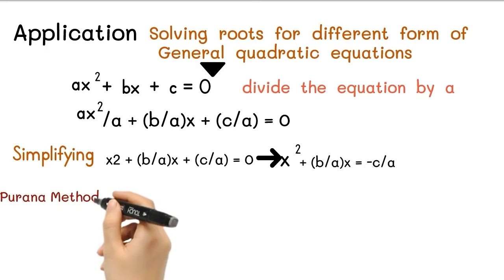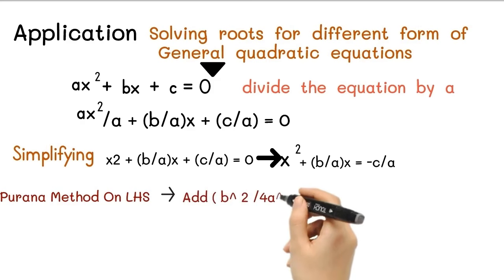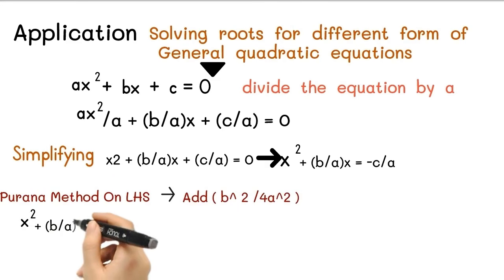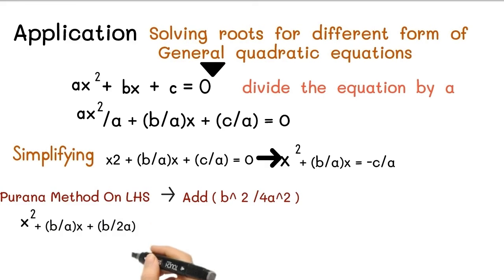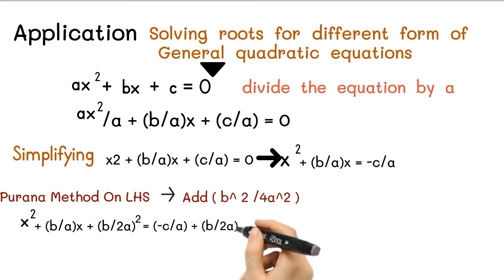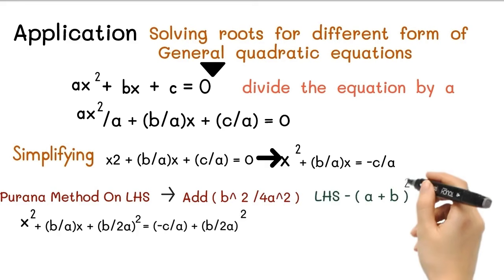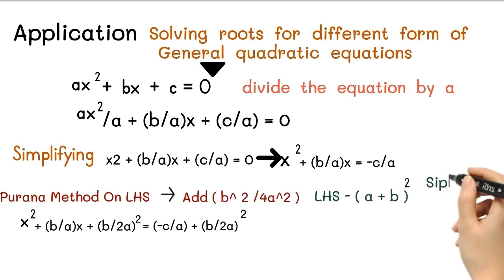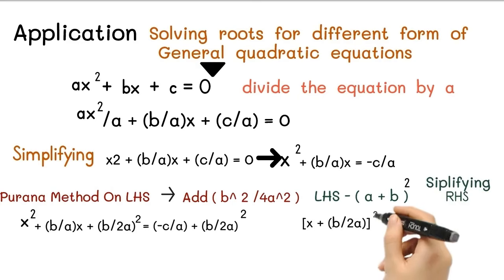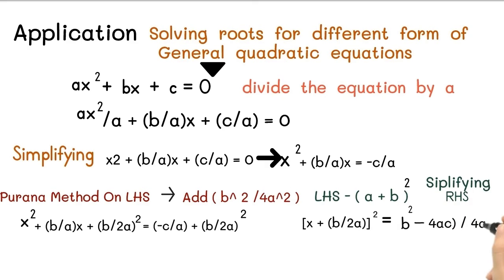Now by completing the square, that is the Purana method, on the LHS we need to add b square upon 4a square on both sides of the equation to balance it. So we get x square plus b upon a into x plus b square upon 4a square equals minus c upon a plus b square upon 4a square. Now on LHS, we will use the algebraic identity (a plus b) bracket square, and on RHS, we will simplify the equation. So we get (x plus b upon twice a) bracket square equals (b square minus 4ac) upon 4a square.